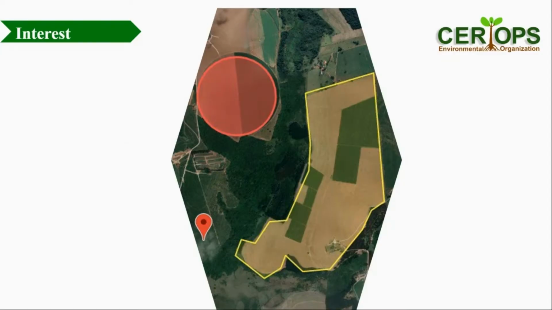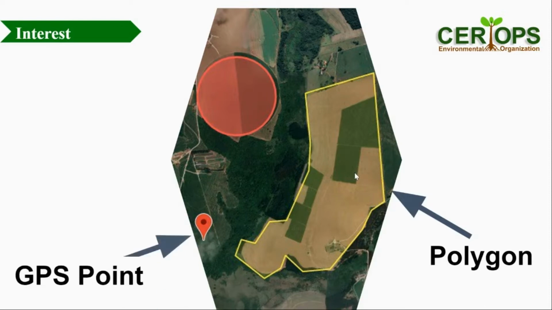We have two major areas of interest. The first one is the polygon. The arrow shows how the polygon looks. The second one is the marker point or GPS point. This universal icon shows how a GPS point looks.